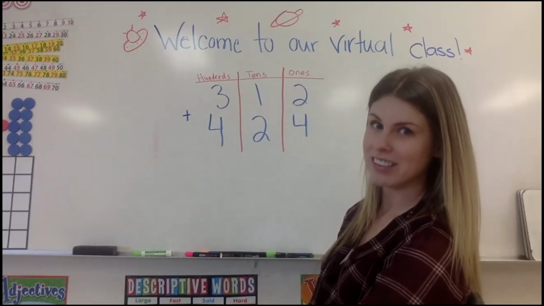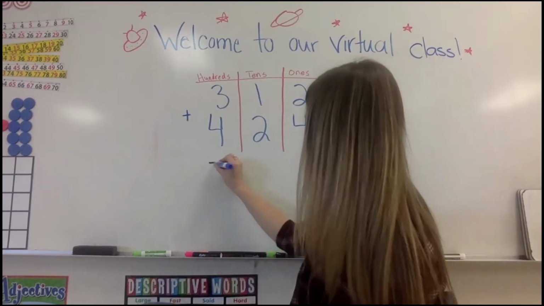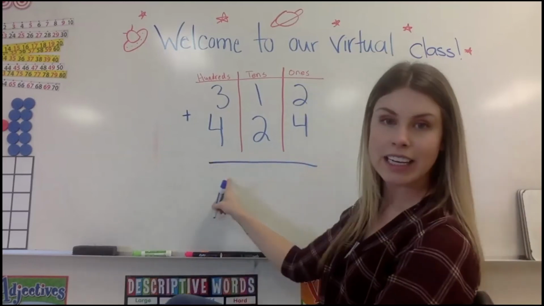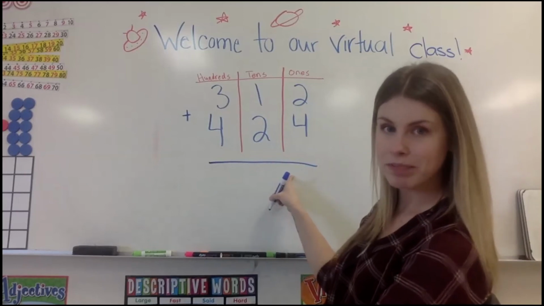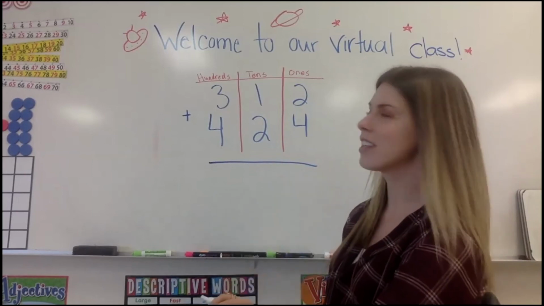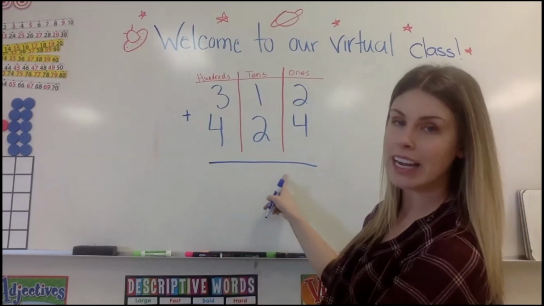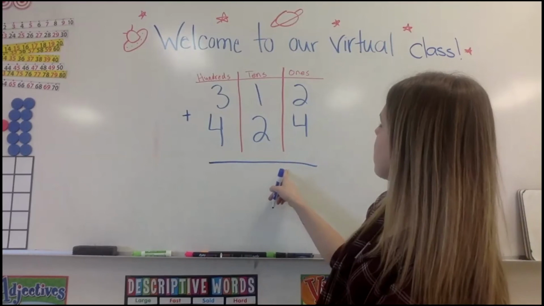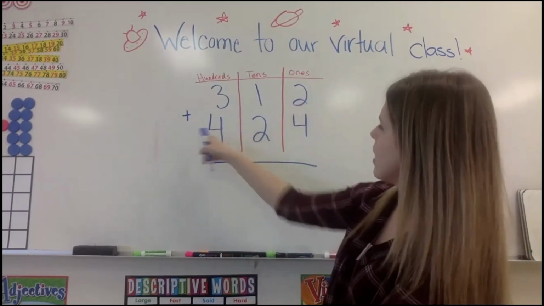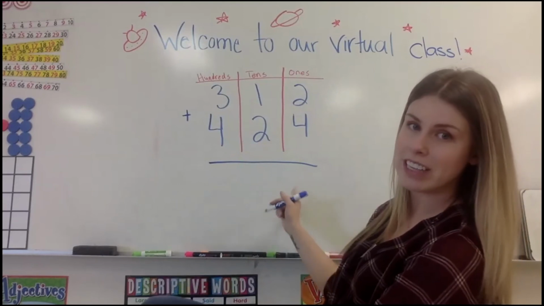Am I done? No, I'm missing something. I'm missing the equals sign. This line, it means equals. It's going to be the same for subtraction. It's going to be the same for multiplication. It's going to be the same for division. So you always need to have this equals sign. That means 312 plus 424 equals. It's very important. So make sure you write that down.